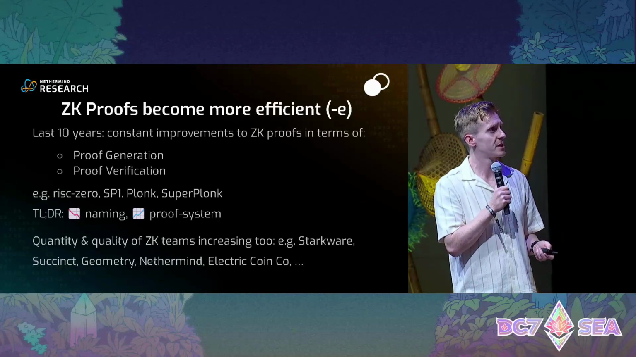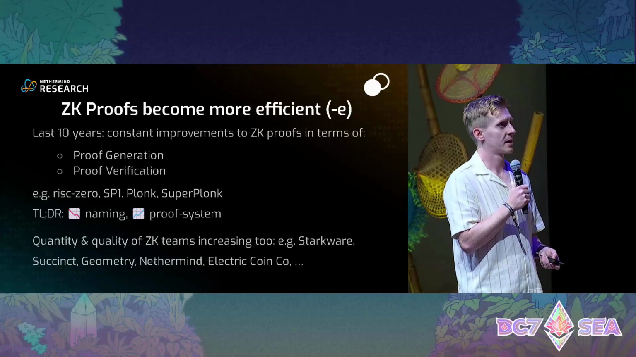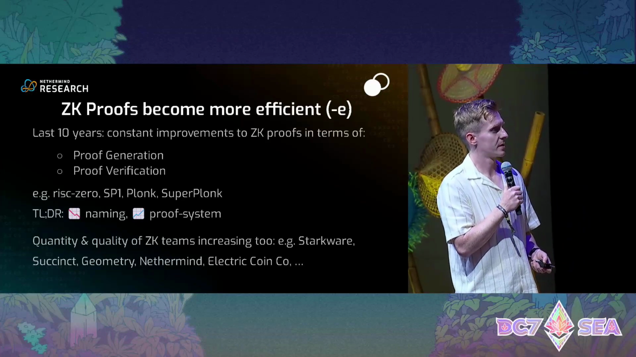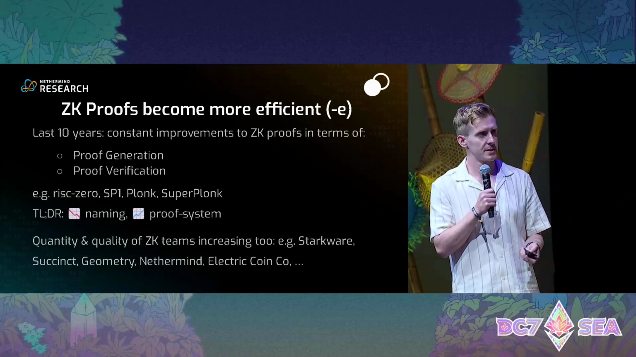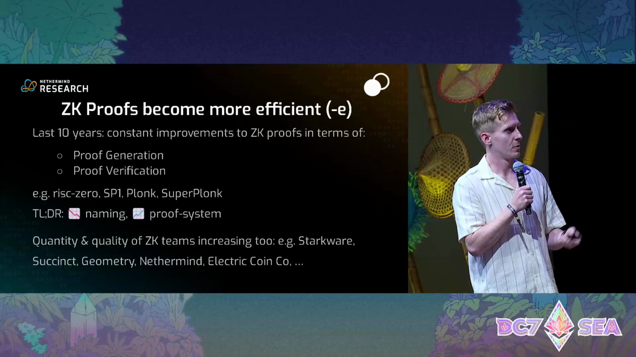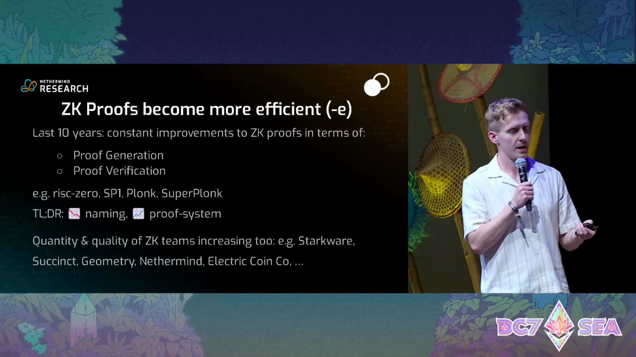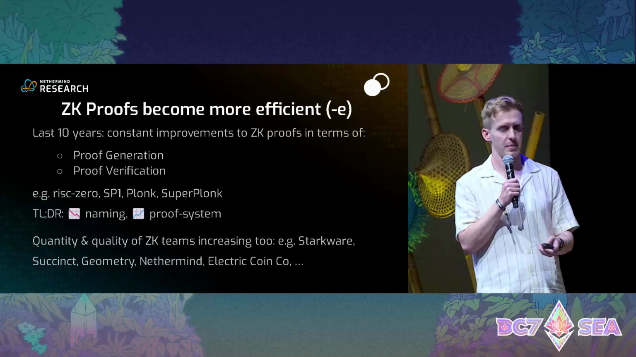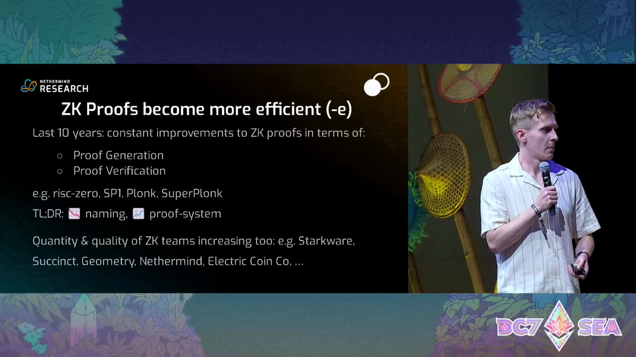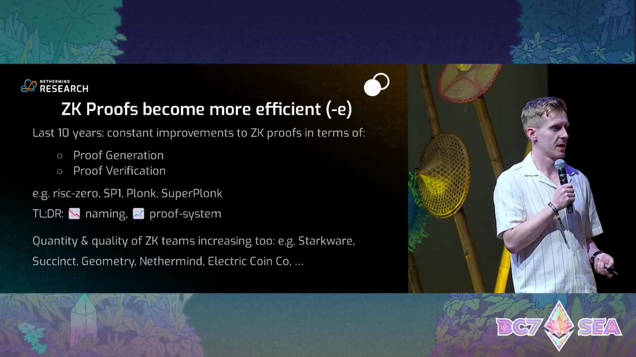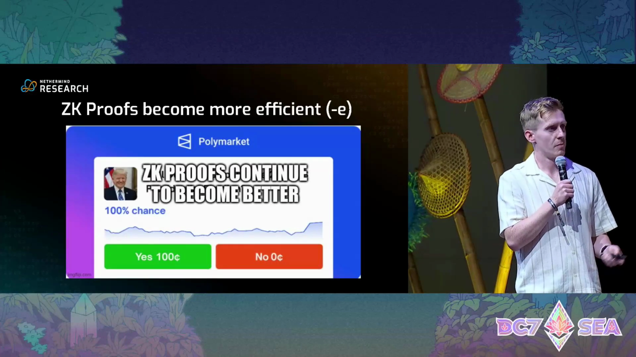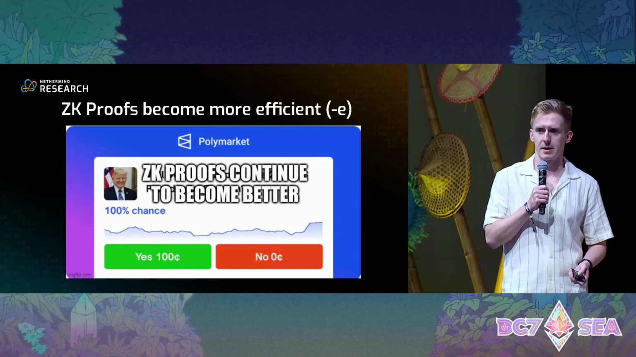ZK proofs becoming more efficient. This is a bet. I can't speak from personal experience with ZK proofs. But again, we're constantly seeing cheaper proof generation and cheaper proof verification. We're also seeing increasingly bad naming terminology, but again, it looks like they're getting better. So the worse the names get, the better we're going to see these proofs becoming. And we're seeing more and more investment, more and more teams deploying people to ZK. So I expect this to continue. A market that I saw this morning, but again, it's been taken down. No one's trading on this thing.